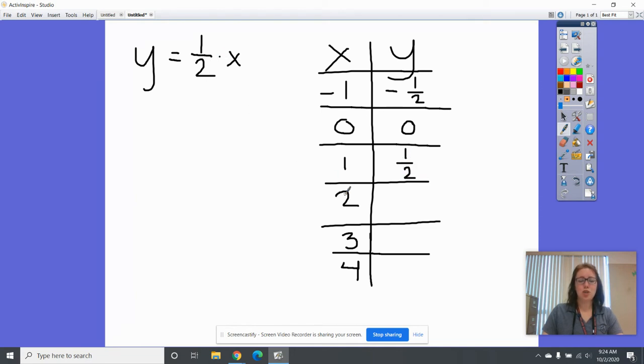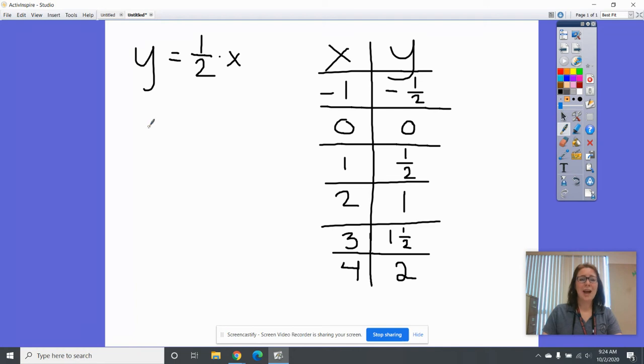1/2 times 2, the answer is 1. 1/2 times 3 is 1.5. And 1/2 times 4 equals 2. So we have now successfully gone from an equation to a table.